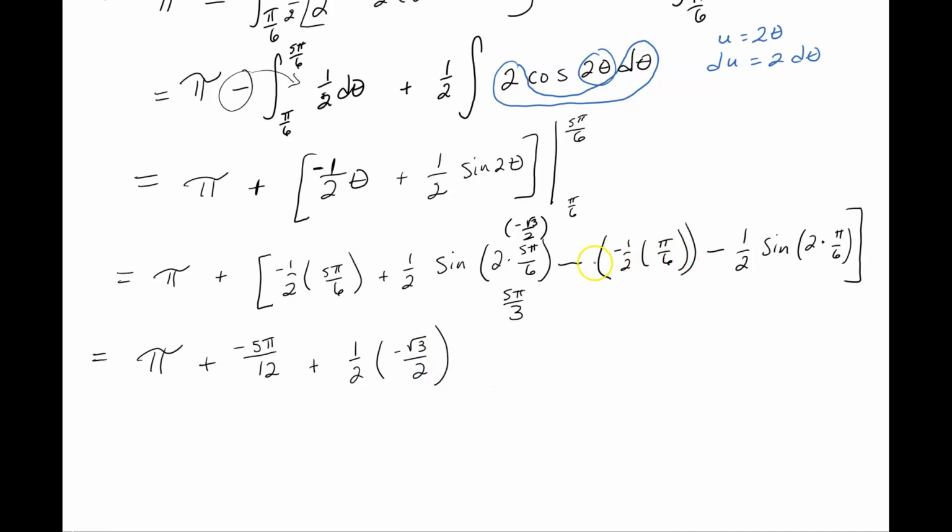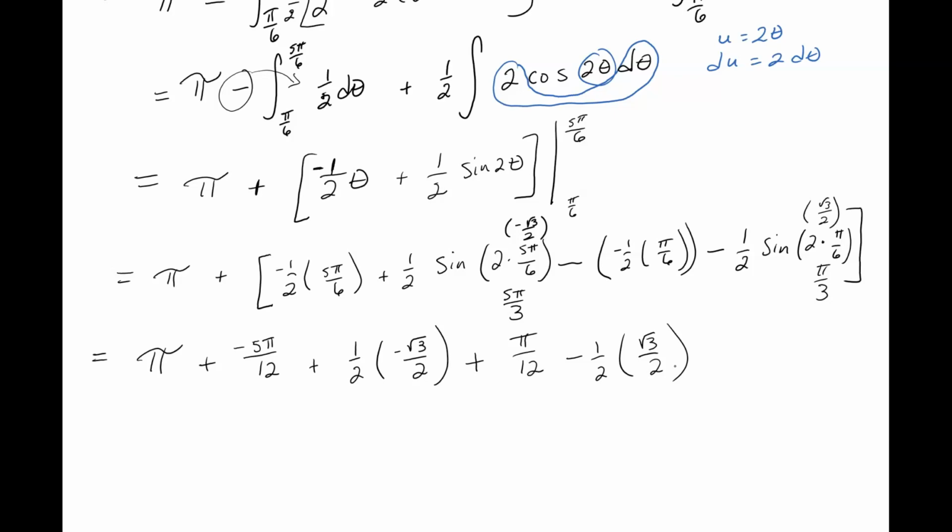And then over here, minus minus makes a plus, and we end up with a pi over 12. And then sine of 2 times pi over 6 becomes sine of pi over 3, and the sine of pi over 3 from the unit circle is square root of 3 over 2. So I've got a plus pi over 12, and a minus 1/2 times the square root of 3 over 2. All right, and from here, everything else looks good.